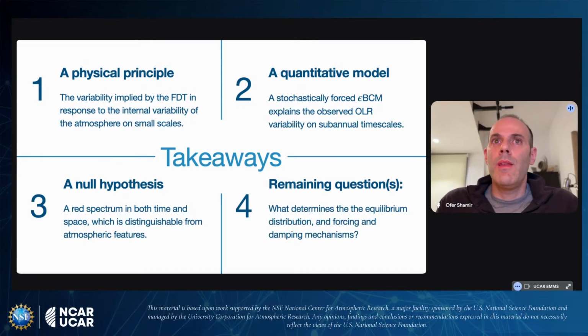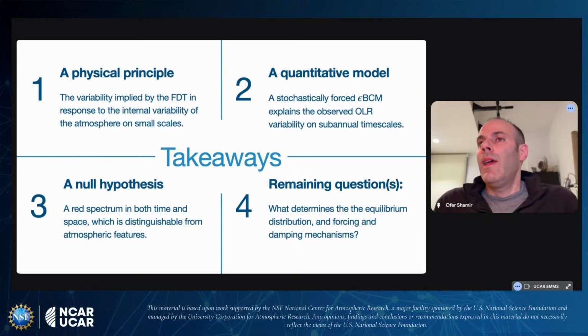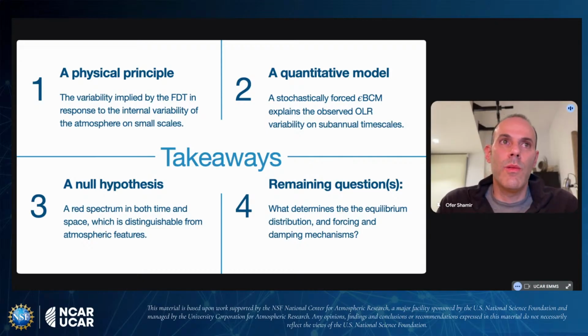But there are some remaining questions. In particular, the equilibrium distribution was estimated empirically, and the question is therefore what determines the equilibrium distribution, and what are the forcing and damping mechanisms that show up in the energy balance climate model.